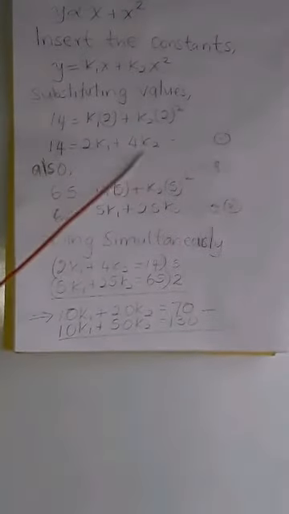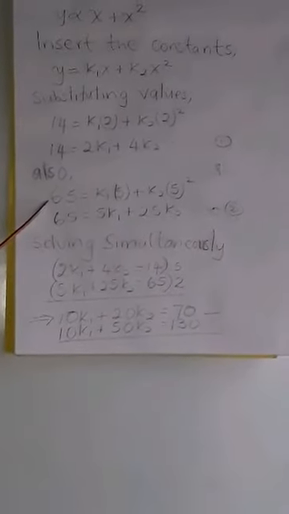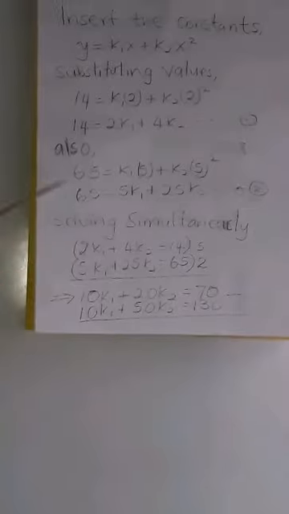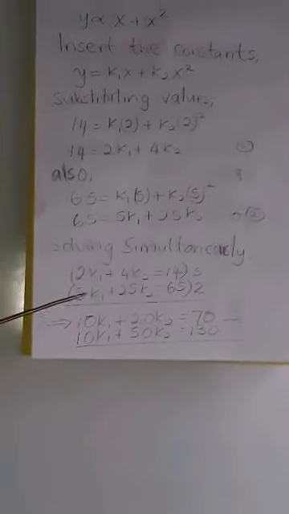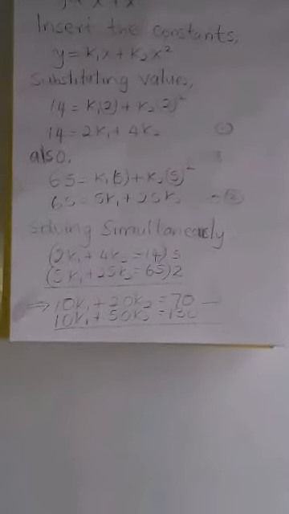And we form our first equation. Then we insert when y is 65, then we are told x is 5, and therefore x squared is 5 squared. Then you form a second equation. You will come up with two simultaneous equations, and this is common with all partial relationships. You will always form two simultaneous equations because you will be having two unknowns.